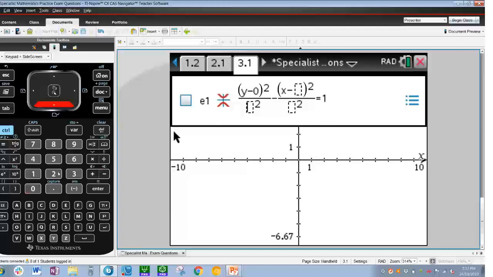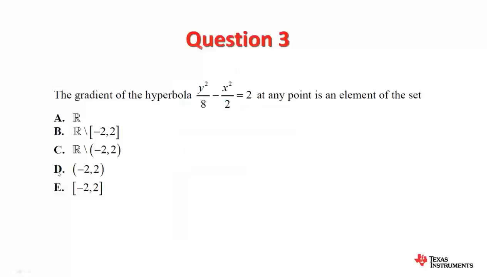Or what we could do as well is that you notice that the right-hand side of the question was equal to 2. So before proceeding further, we can actually divide the entire equation by 2. So dividing by 2, the y squared on 8 divided by 2 turns that 8 into a 16. And similarly, x squared on 2, divide that further by 2, and we get x squared on 4.